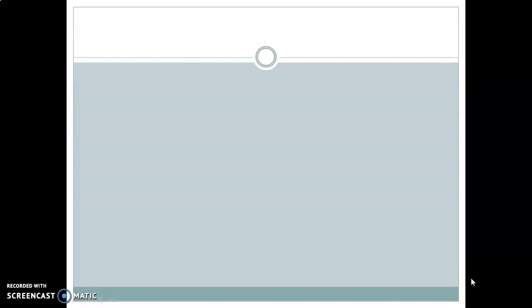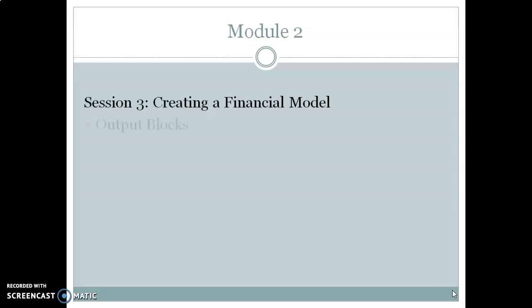Welcome you all to the second module, session 3, creating a financial model. In this session, we are going to cover output blocks and determine audience. So two things we are going to cover in this session.